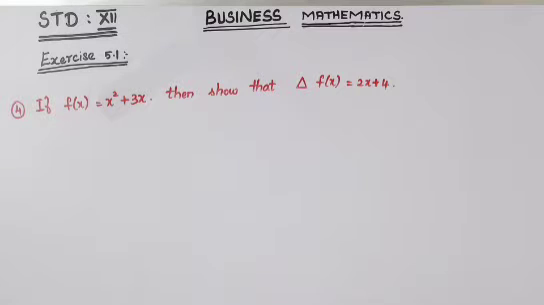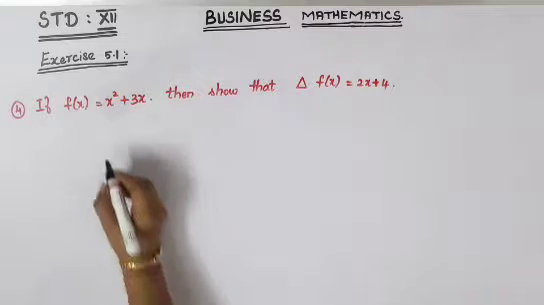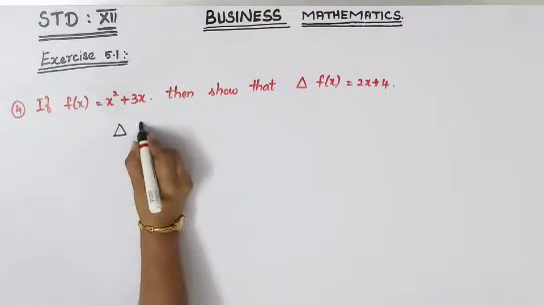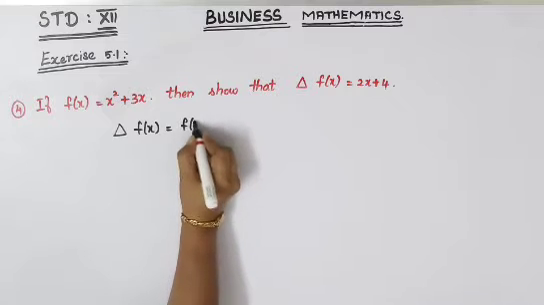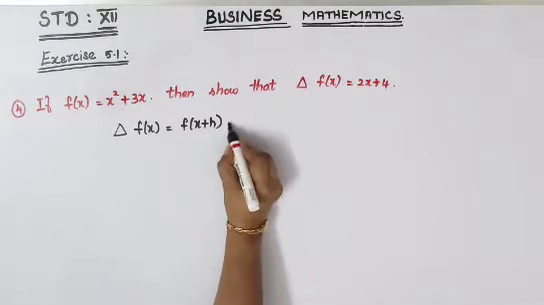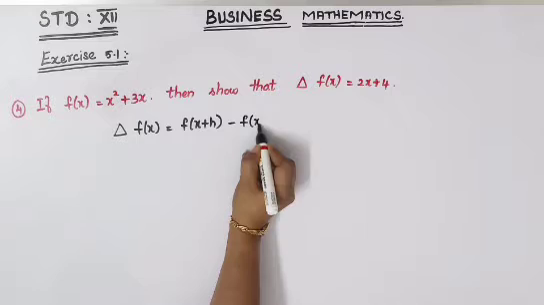Standard 12th Business Mathematics Exercise 5.1. Fourth question. If f of x is equal to x square plus 3x, then show that delta f of x is equal to 2x plus 4. We'll have to prove it. So straight away we'll go to the formula. Delta f of x is equal to f of x plus h minus f of x.